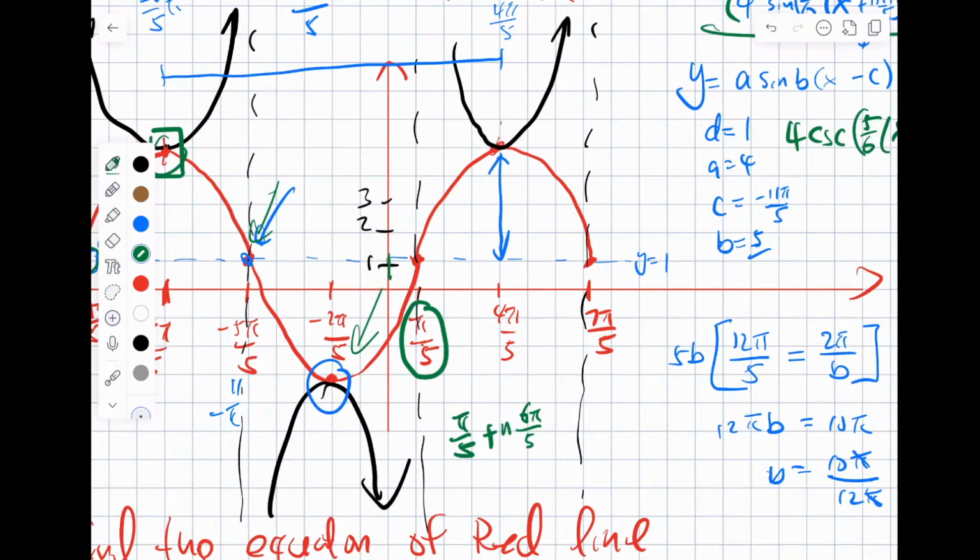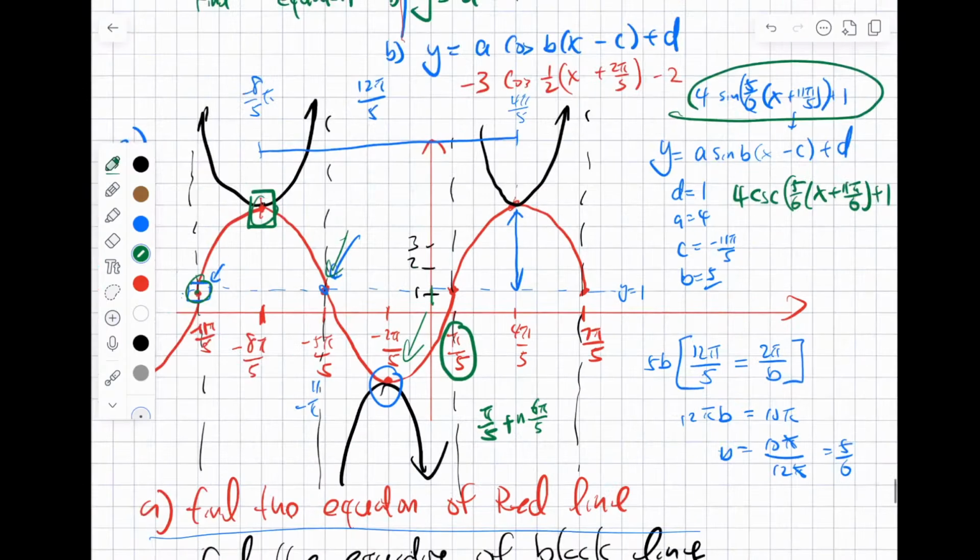Why n? n is called a natural number. n is 1, 2, 3, 4, or 0, or -1, or -2. So n in this case is an integer. Any integer is fine because I can add 6 pi over 5 and get this one, subtract 6 pi over 5 and get this one, subtract another multiple of 6 pi over 5, and I get all the infinite amount of asymptotes.